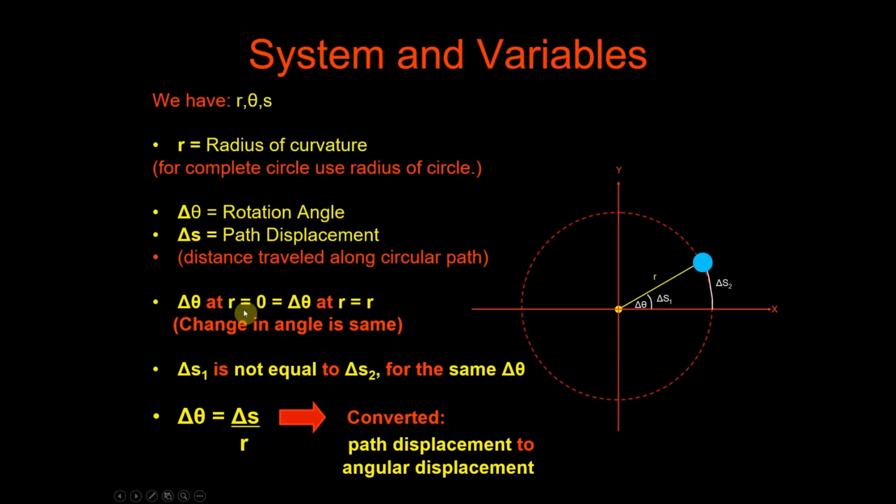So delta theta at r equals 0 is the same delta theta at r equals r. But delta s1 is not equal to delta s2 for the same delta theta. That means we can convert between a delta theta, an angular displacement, and a physical displacement, delta s, by invoking the radius. So delta theta here is delta s over r. And that's how we take a path displacement, delta s, and relate it to an angular displacement, delta theta.